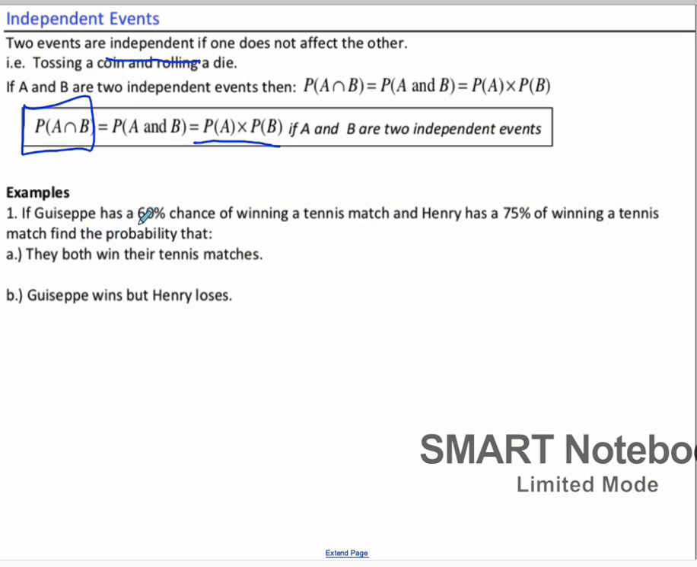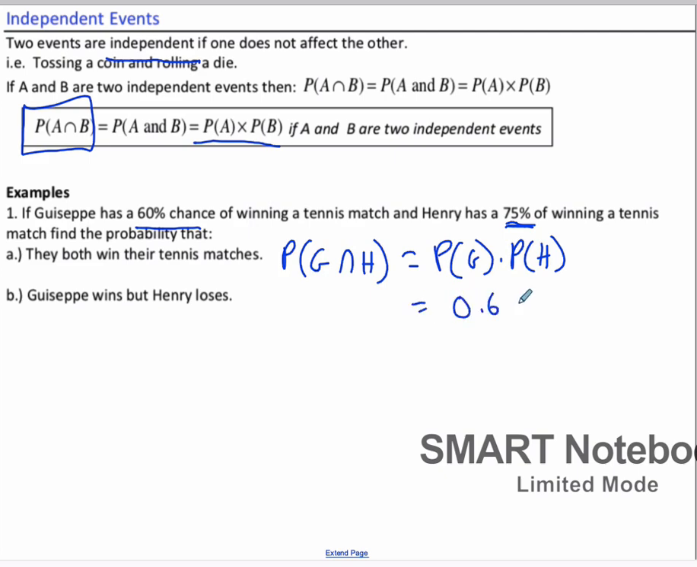Okay, so if Giuseppe has a 60% chance of winning at tennis and Henry has a 75% chance, and in this question they're not playing against each other, they're playing against other people, what's the probability they both win their matches? So that's the probability Giuseppe wins and Henry wins, which equals the probability of Giuseppe times the probability of Henry, which equals 0.6 times 0.75, which equals 0.45, or 45%.